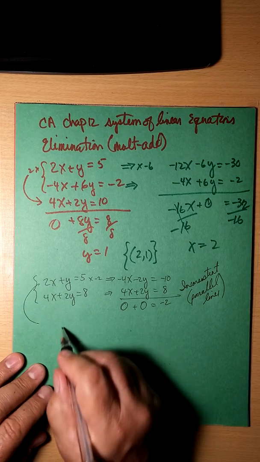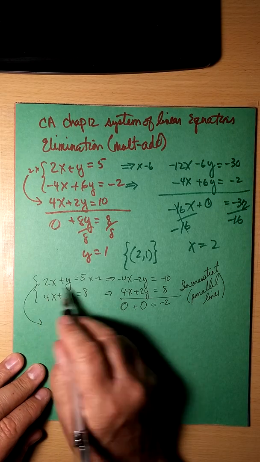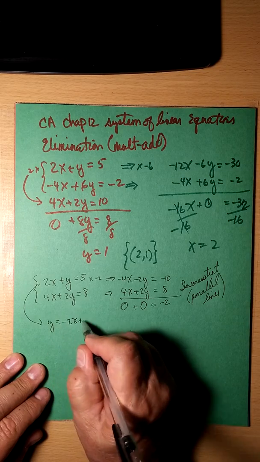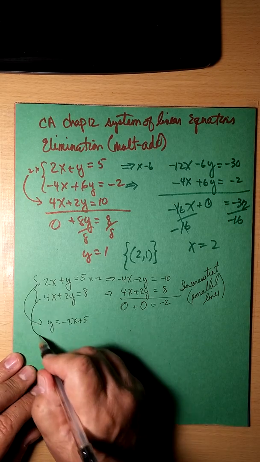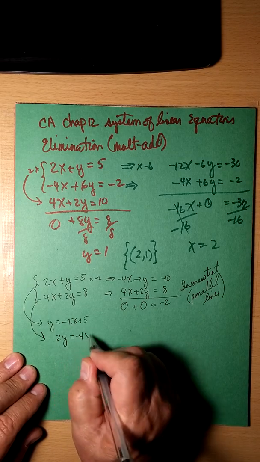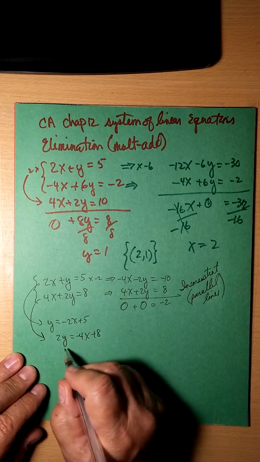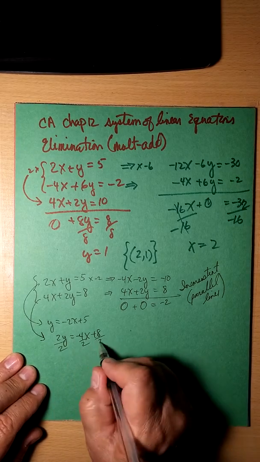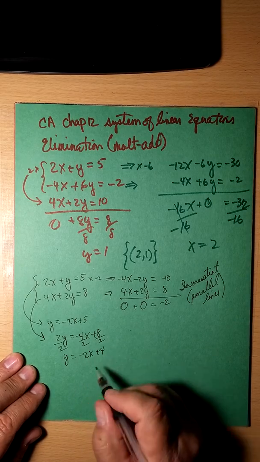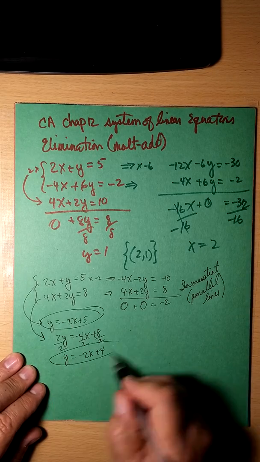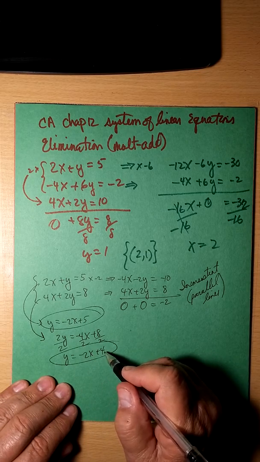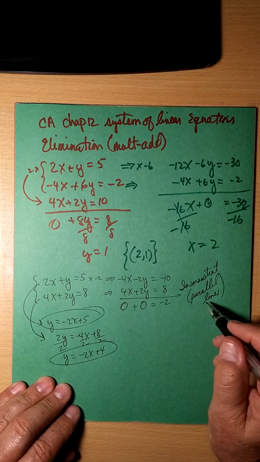Let's solve this for y. Subtract 2x from both sides, so y equals -2x plus 5. Let's solve this one for y. Let's see, 2y equals -4x plus 8, or, dividing everybody by 2, we get y equals -2x plus 4. So these two are almost the same, except they have a different y-intercept. Inconsistent. Parallel lines never cross.